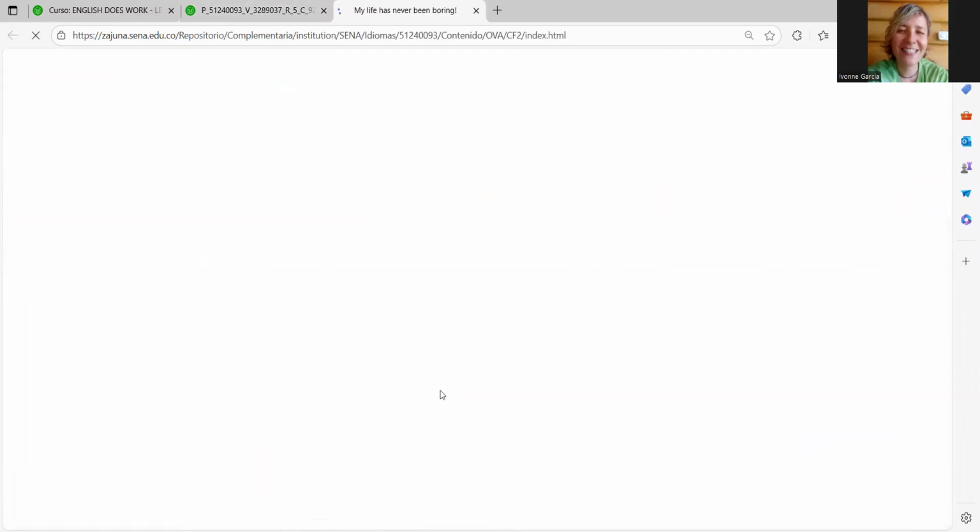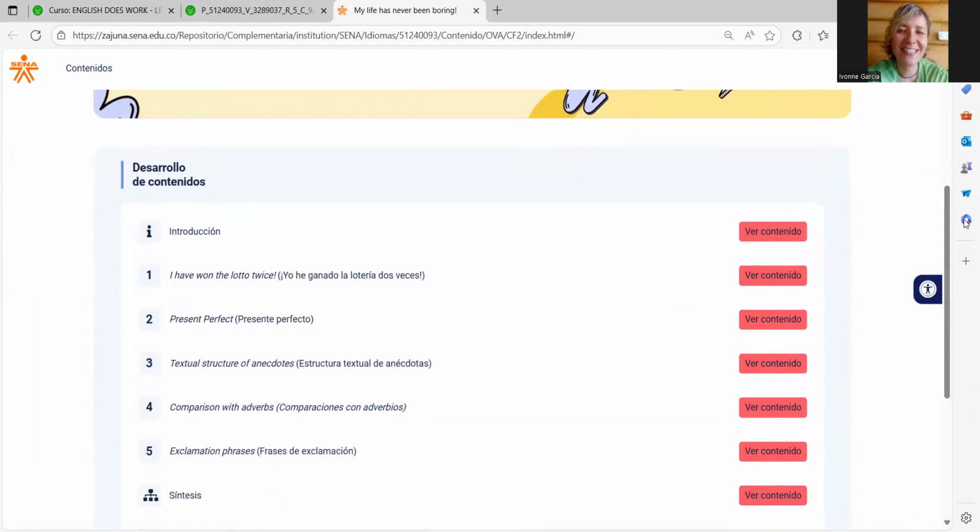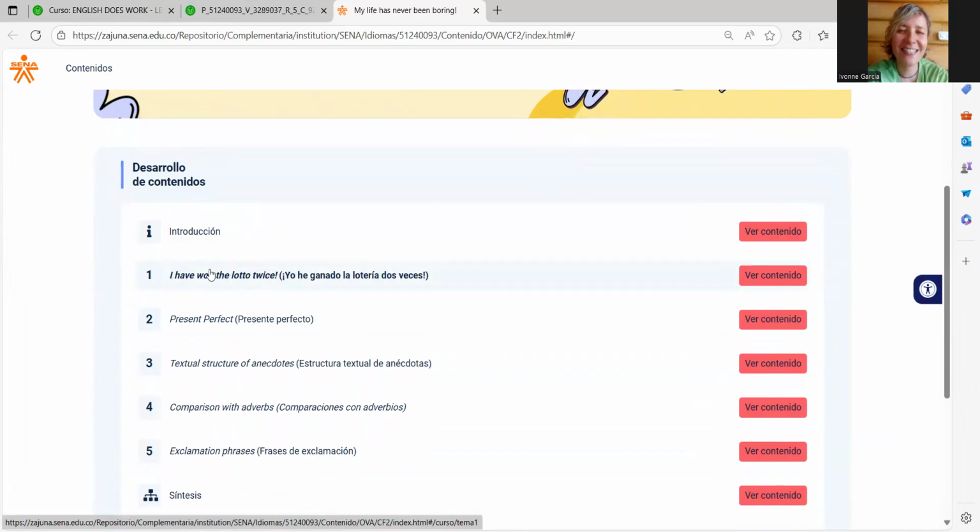So I'm going to show you the resources we have on the platform. Here you will find some information related to "I have won the lottery twice." This is present perfect, sorry. Here you will find information related to the structure, how we build the present perfect, what is the auxiliary we use, what's the form of the main verb with this structure, and when can we use the present perfect?